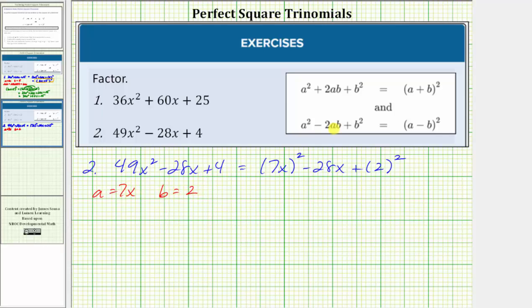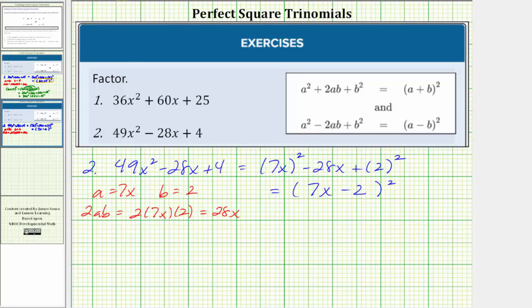The next step is to verify 2ab is the middle term, or in this case 2ab equals 28x. So 2ab equals 2 times 7x times 2, which does equal 28x. So we do have a perfect square trinomial in this form here, which means it factors into the square of the quantity a minus b, which means the given trinomial factors into the square of the quantity 7x minus 2.